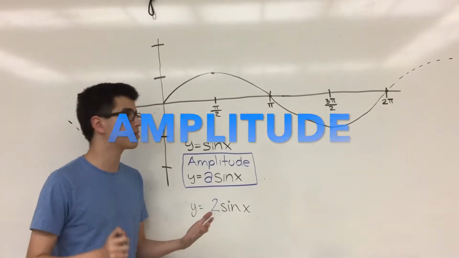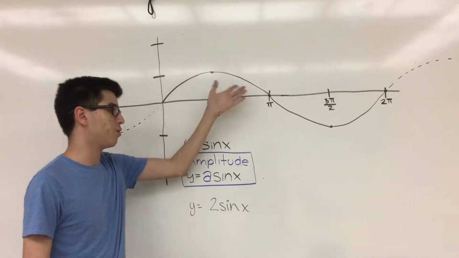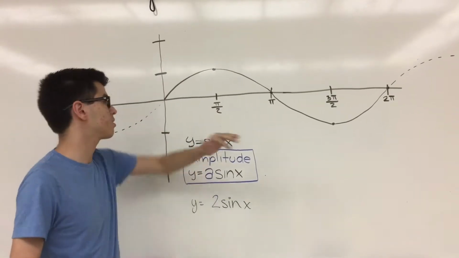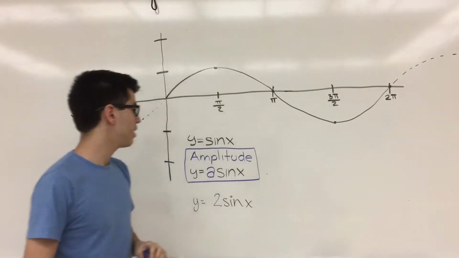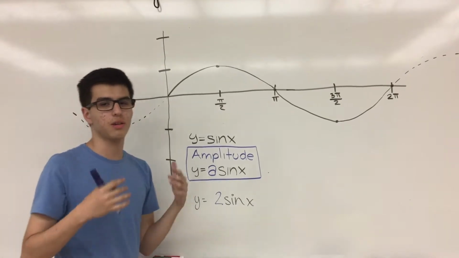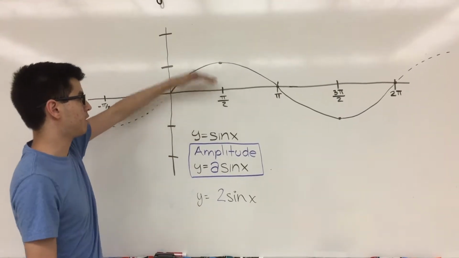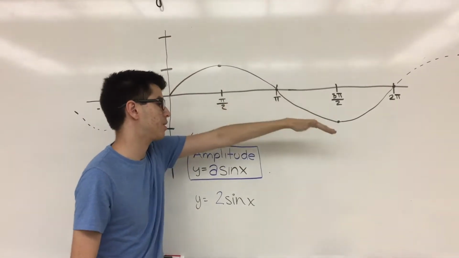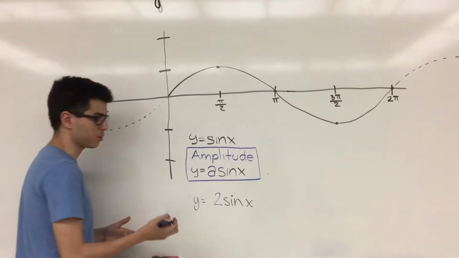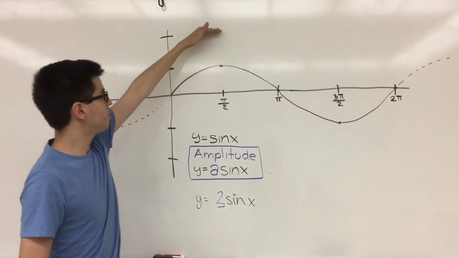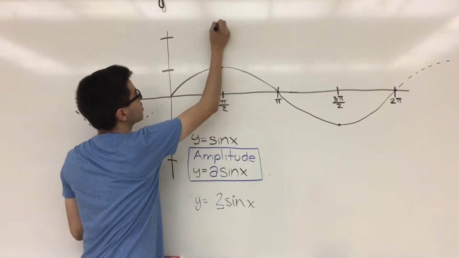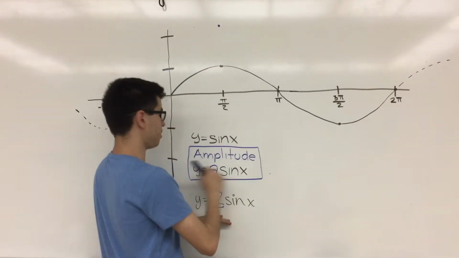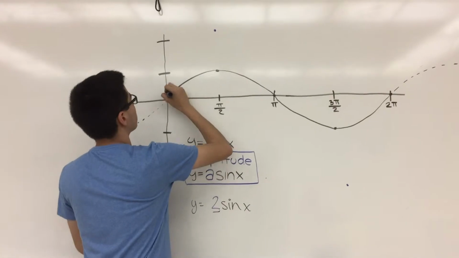The amplitude is known as the distance between the center line and the maximum, or the minimum, or it can be seen as the distance between the maximum and the minimum divided by 2. In the parent function, the amplitude is 1 because the distance between the center line and the maximum is 1, and the distance between the center line and the minimum is 1. But if the amplitude is, for example, 2, the maximum will change to 2, and the minimum will change to negative 2. So the graph will go like this.